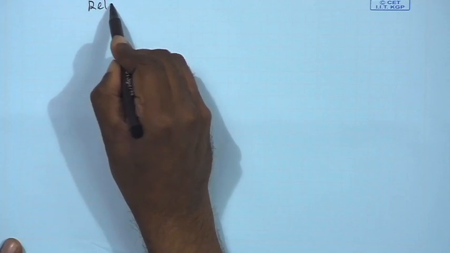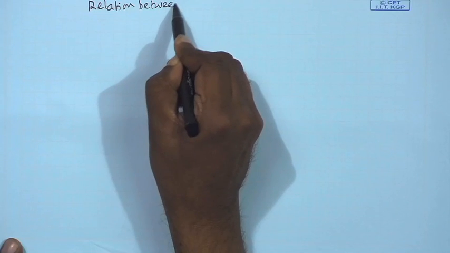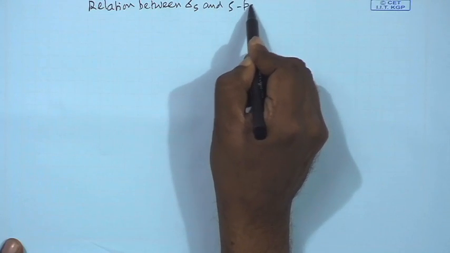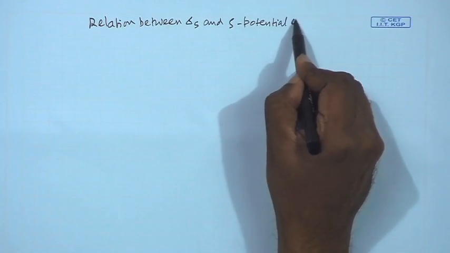Now, we have derived the relation between the surface charge density and potential. Through that we can establish a relation between the zeta potential and the surface charge density, that is, a relation between sigma s and the zeta potential on the interface.